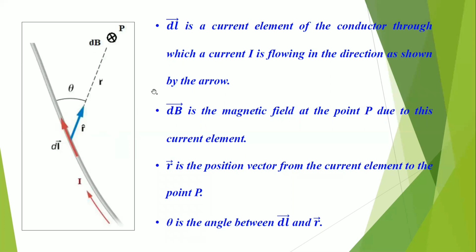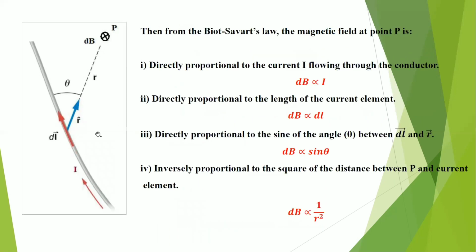So here dl is the current element of the conducting wire through which a current I flows in the direction as shown. dB is the magnetic field, and r is the position vector from the current element to the point P where the field is to be determined. And theta is the angle between the current element dl and the vector r. By performing the experiment, Biot and Savart concluded the magnetic field at the point P. This cross mark we are going to discuss later.